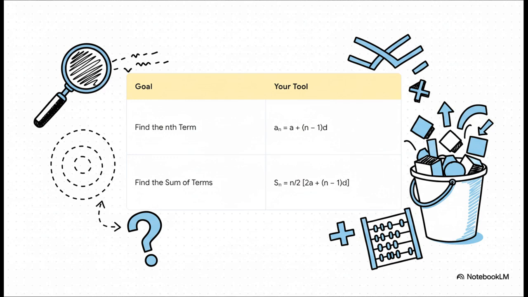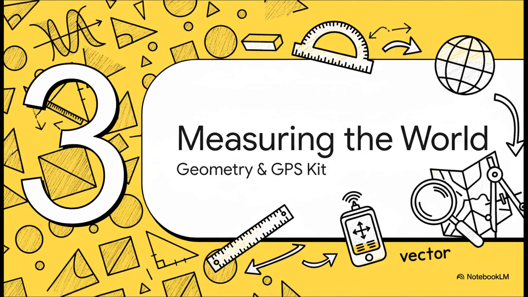And to work with these cool progressions, you get this slick two-piece toolkit. Over on the left, you've got the tool to find any specific number in the line. You want to know the 500th number in the sequence? You don't have to sit there and count all the way. You just use this formula. And on the right, that's your summation tool. It adds up all the numbers in the sequence for you. So incredibly efficient.